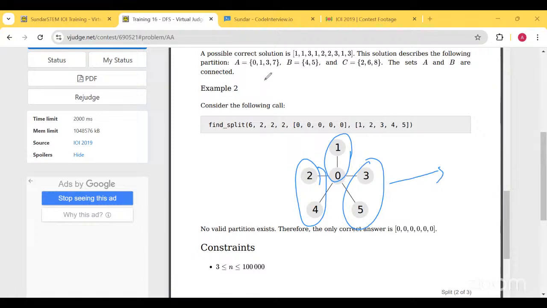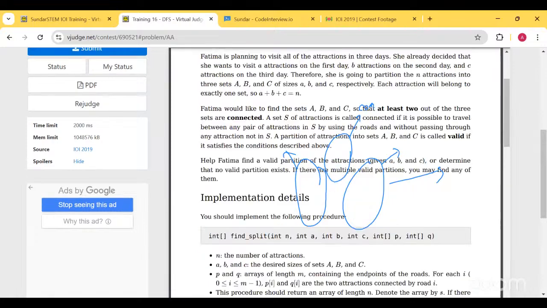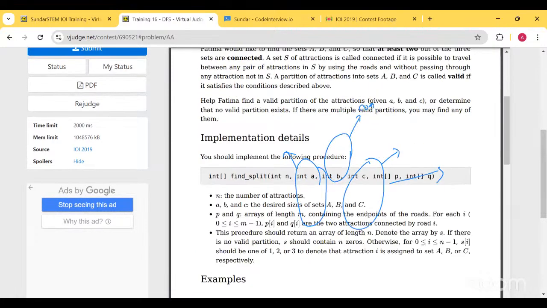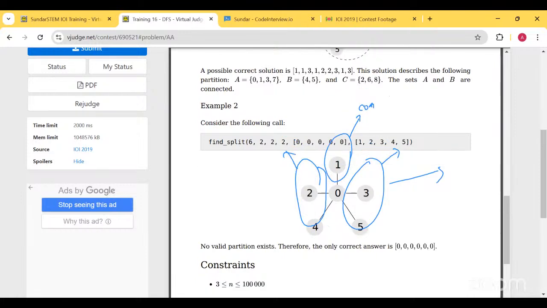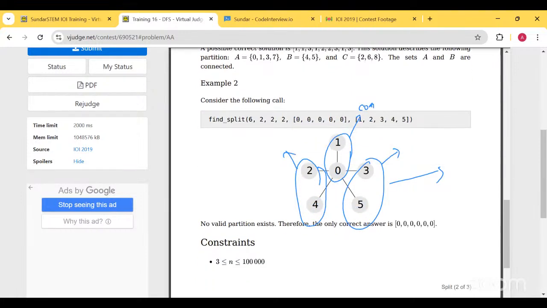No. Why? Because only one group is connected and the other two are not connected. But the rule is at least two should be connected. So it is impossible to do that, because if we put it like this, the other node is not connected. All right.